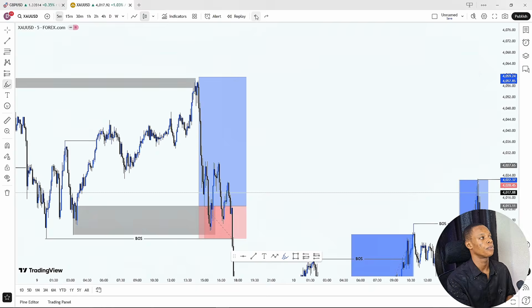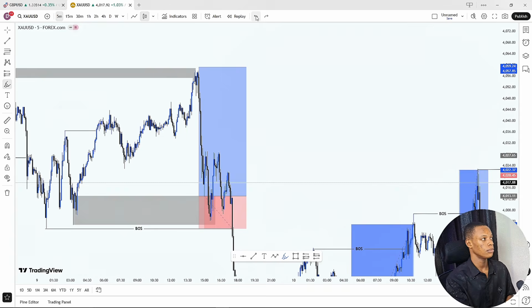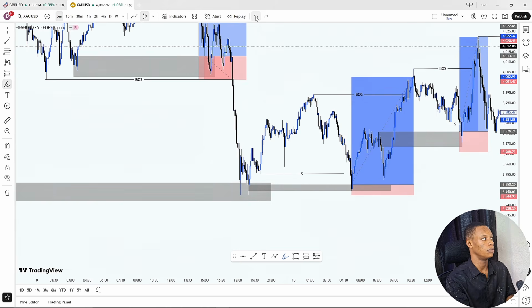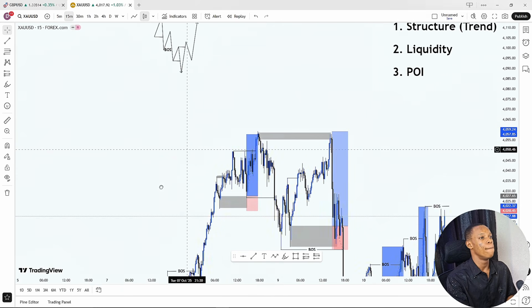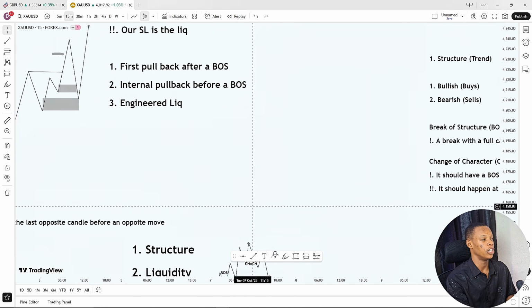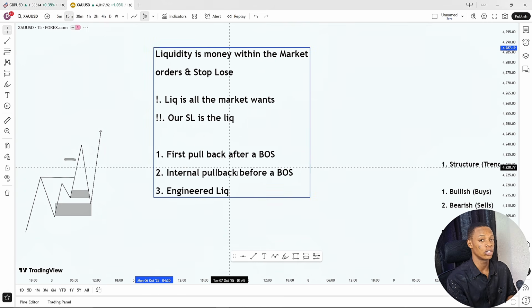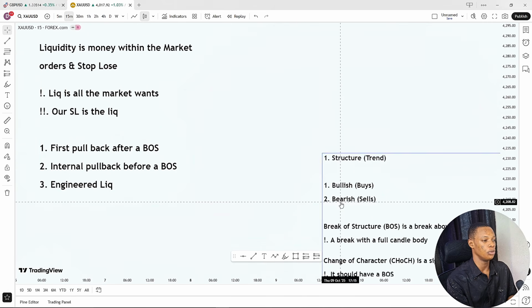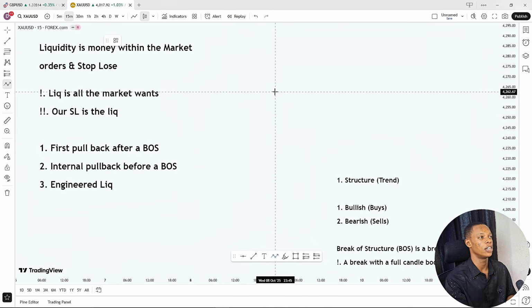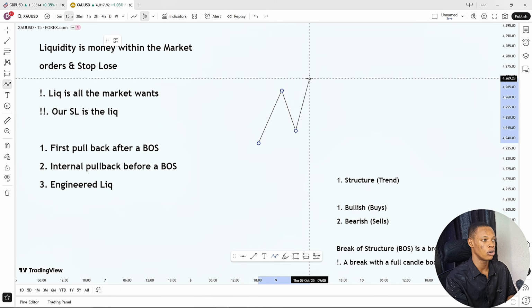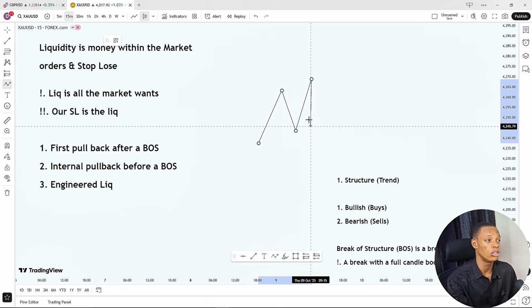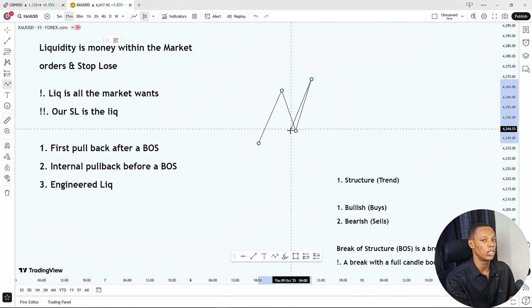Then the third liquidity we have is the engineered liquidity. Many of you know this, but many of you don't know it, right? In this case, this is what happens. The price is going to have a high, then retrace, then maybe break structure. But after breaking structure, it does not have any pullback. It didn't have any other internal pullback.